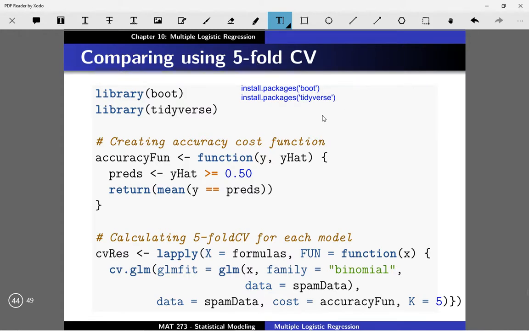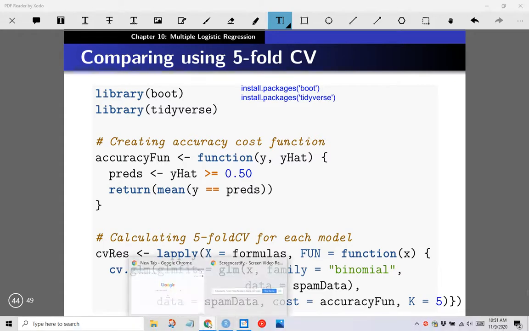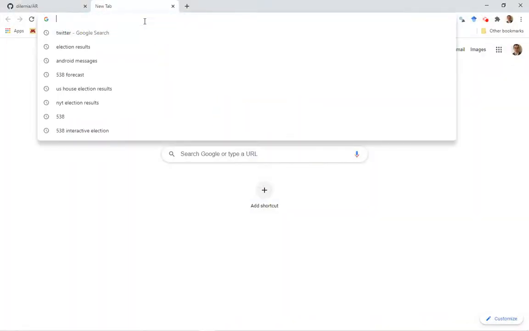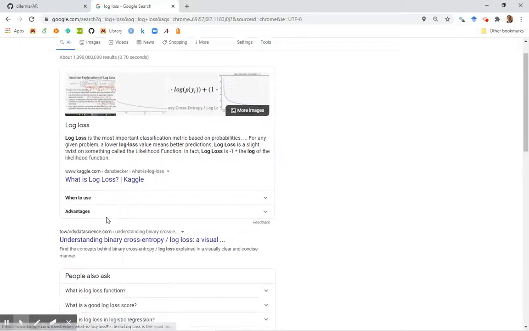Okay, and then for this cross-validation cv.glm function, it has what it calls a cost function that it wants you to input. So I'm using accuracy here to measure the accuracy across the cross-validation folds. There are different loss functions or cost functions that you can use. For example, just to look at a couple here, there's the log loss that sometimes people look at.